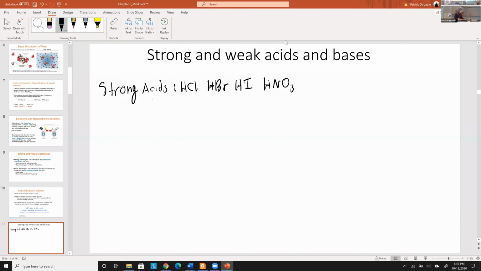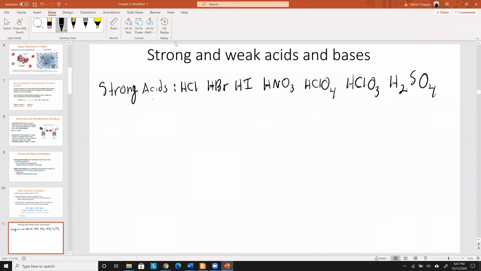So hickle, hibber, high, hino, hicklo. There's actually 2 hicklos, so it's not perfect. Hicklo is HClO4 and HClO3, and hisso, which is H2SO4, which is the strongest one. And they're not in strong to weak order by any means, but this is a list of all of the very common non-organic strong acids.